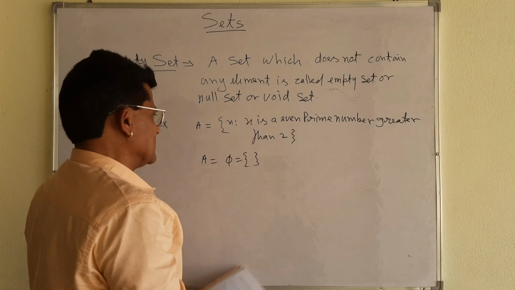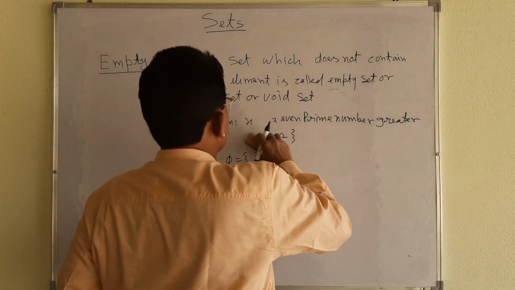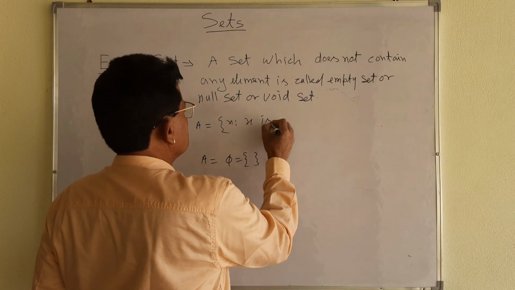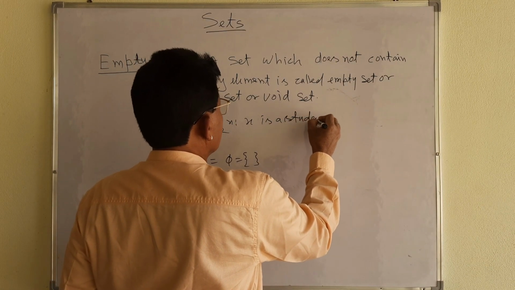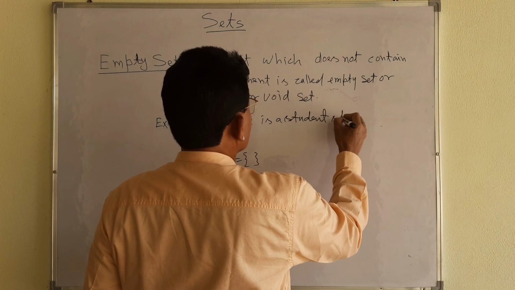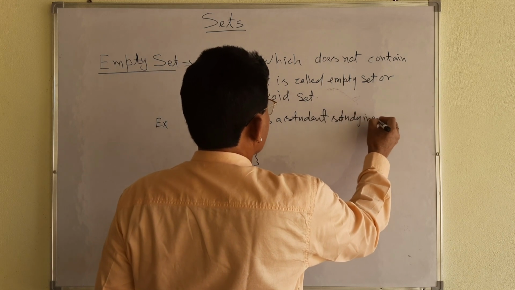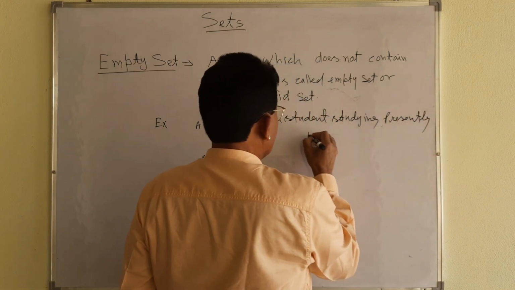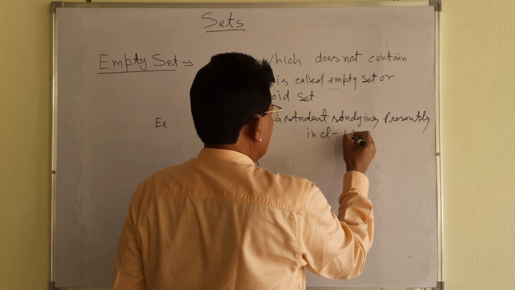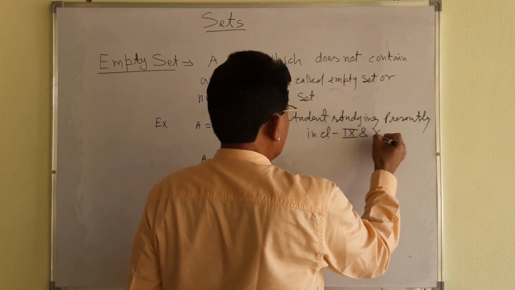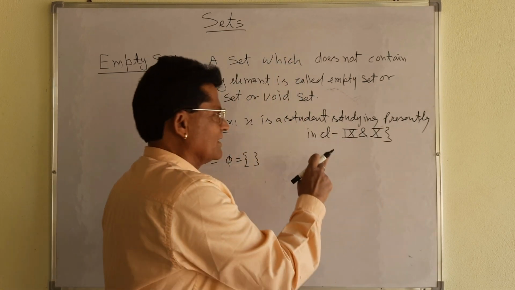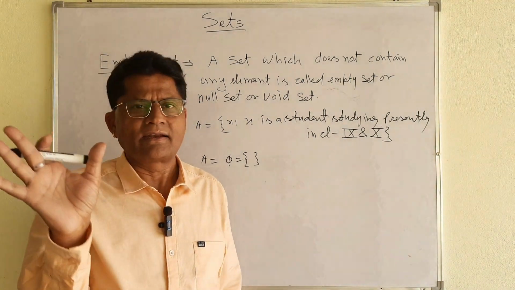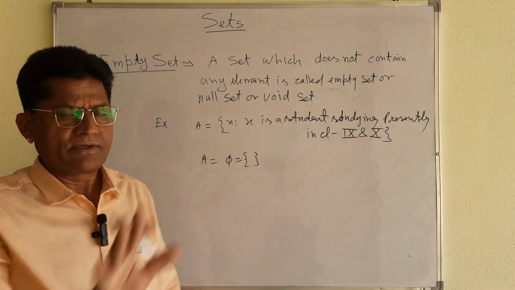Same thing. Suppose another example. Let me take, suppose x is a student, x is a student studying presently in class 9 and 10. It is quite impossible. One student can't study in both classes 9 and 10 at the same time. That is why it will also be the empty set.